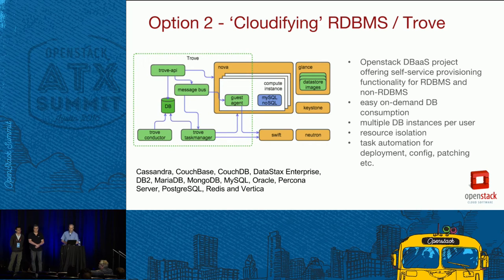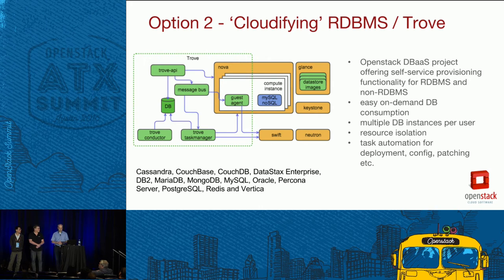Another option could be to use the OpenStack project Trove, which is in fact database as a service. It provides you with a self-service to provision your own database instances. It's a very easy on-demand database consumption, and it offers you a lot of databases as of today. For example, Cassandra, MongoDB, MySQL, and a lot of others. The advantage of Trove for you would be that it would automate a lot of the tasks that are necessary to deploy the database, maintain the database, make backups from the database, and all the different and various tasks.